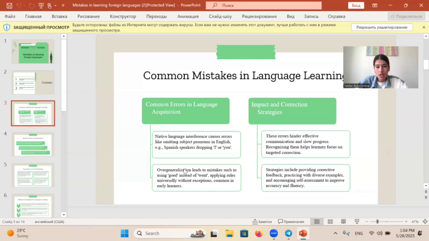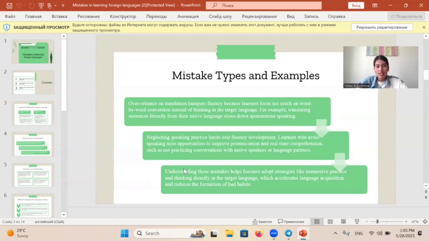So these errors hinder effective communication and slow progress. Recognizing them helps learners focus on targeted correction. And strategies include providing corrective feedback, practicing with diverse examples, and encouraging self assessment to improve accuracy and fluency. So, mistake types and examples. What kind of types and examples?